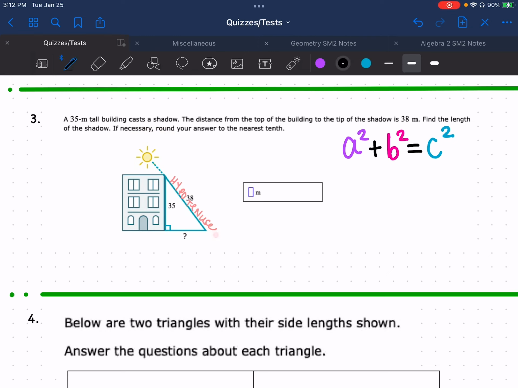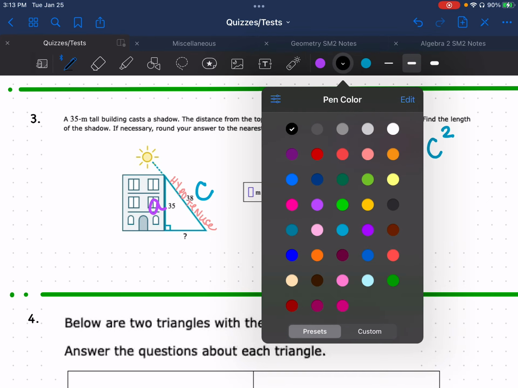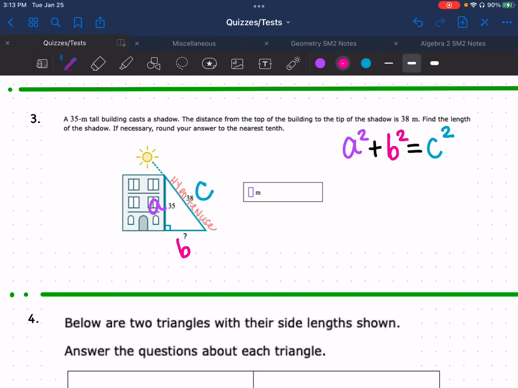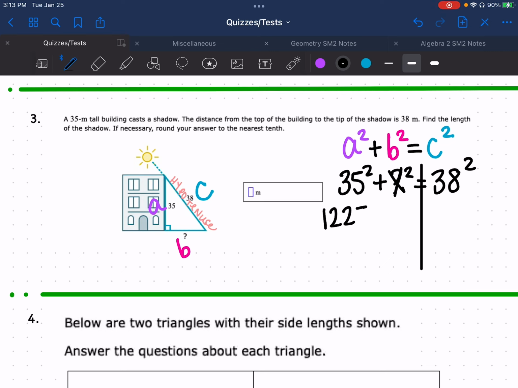I have labeled the hypotenuse. Remember, the hypotenuse is the most important part because this is my C value. The other ones are going to be my A value and my B value. And now I'm just going to go ahead and substitute them in. So 35 squared plus question mark squared equals 38 squared. Now, if you don't want to do question mark, you can change it to the letter B or you can change it to the letter X. It doesn't matter. It's not a bad idea to go ahead and drop the parenthesis down. There we go. Or to drop the equal sign down.